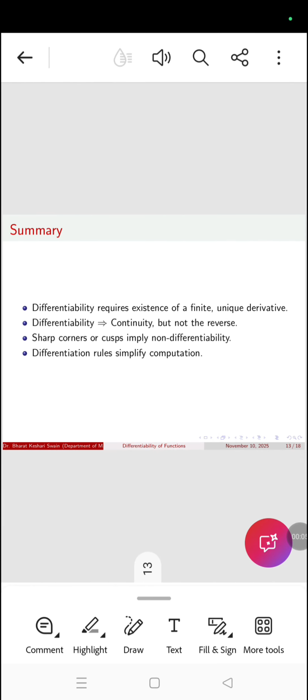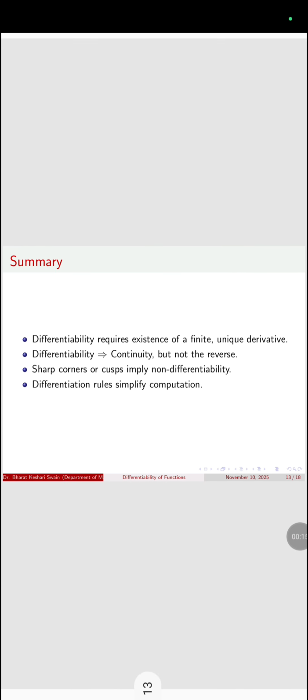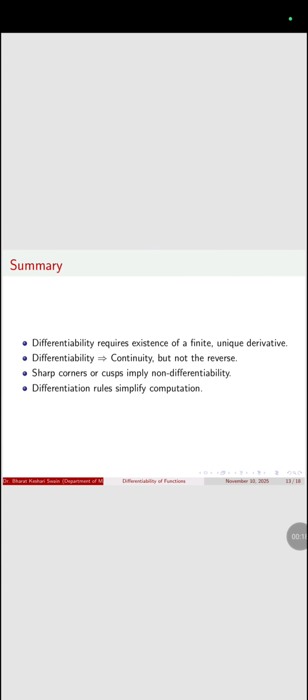Then this is the summary of the discussion that we have discussed previously: differentiability requires the existence of the finite and unique derivative, and differentiability means continuity, but the converse is not true.